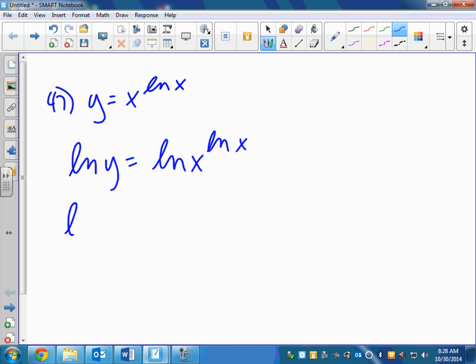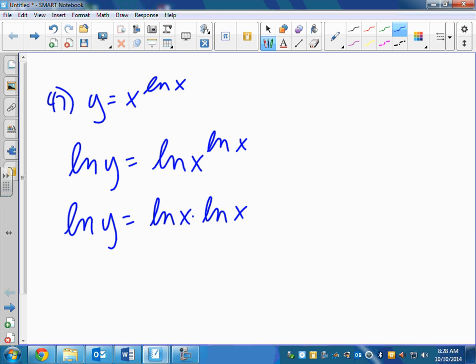So look how cool this turns out. When you bring that out front, you get ln of x times ln of x. So you have two options here. One option is that's a product, so you could do the product rule, like take the derivative of one times the other plus the derivative of the other times the first.